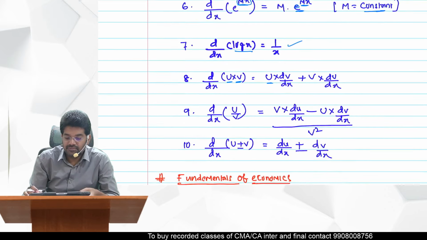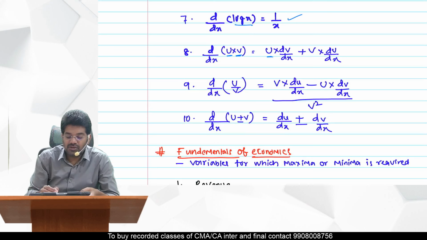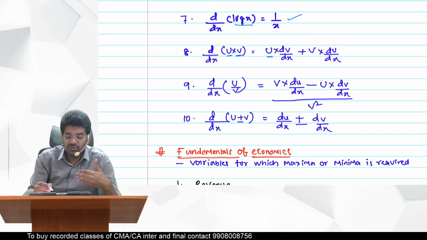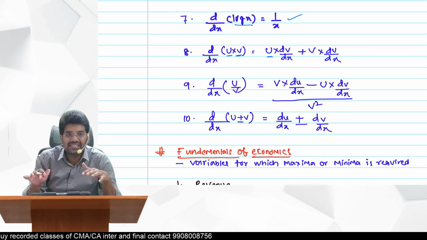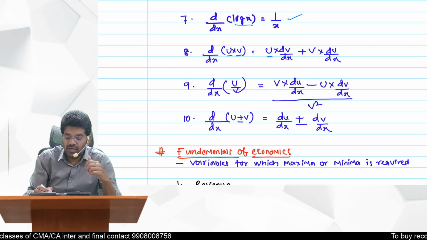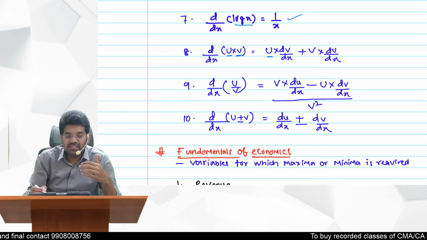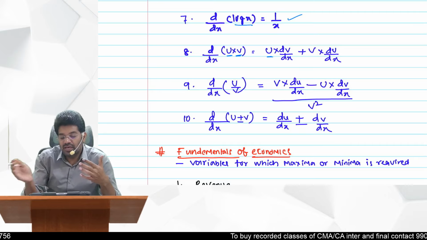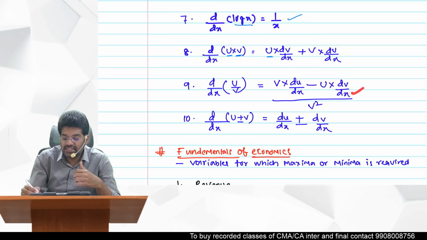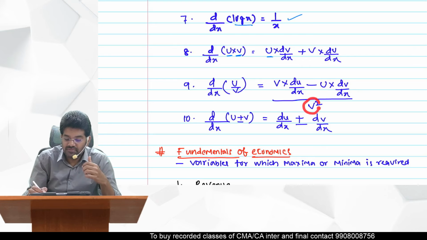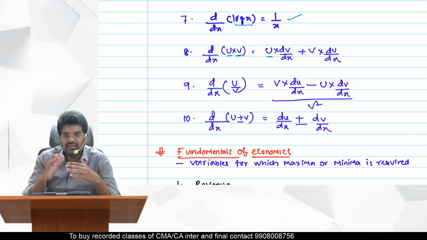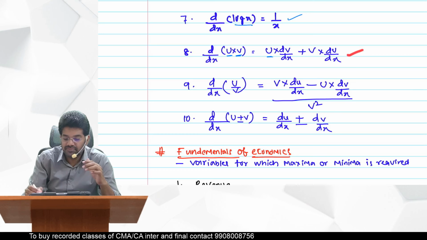Next, d by dx of u by v. Same thing here, only you will get a minus. So v into d by dx of u, minus, instead of plus, u into the differentiation of the other one with respect to x, divided by v square. If it is u divided by v. If it is u into v, then there is no division. That is what you have to remember.